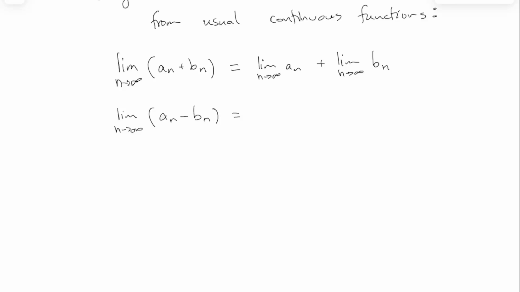But if it's subtraction, you can just subtract them. So this is the limit of a_n minus the limit of b_n. There is also a rule about multiplication by a constant. Anybody remember something about this? If you have a constant multiple inside of a limit, you can pull the constant outside the limit. Yes, you can pull the constant outside of the limit, like so. All of this is true about functions. It is also true about sequences.